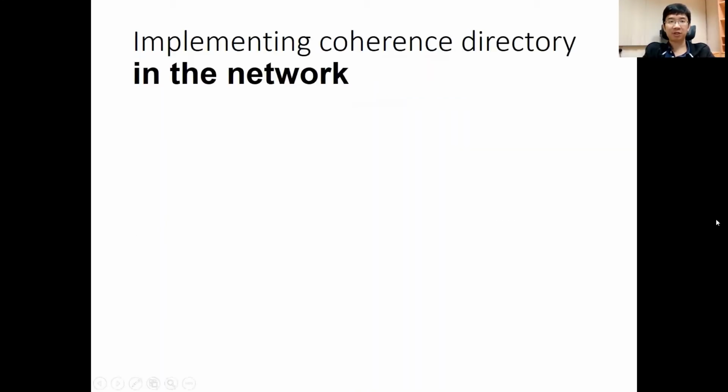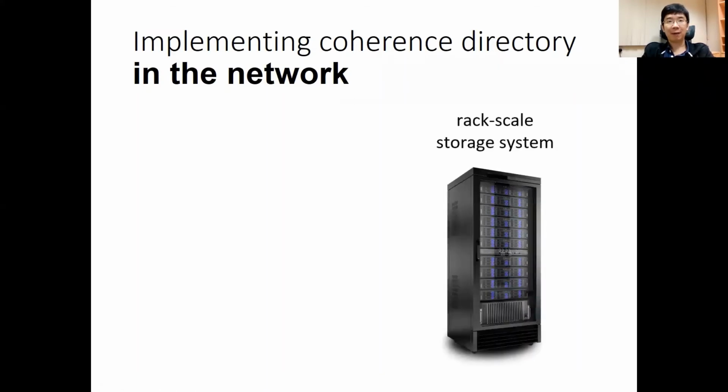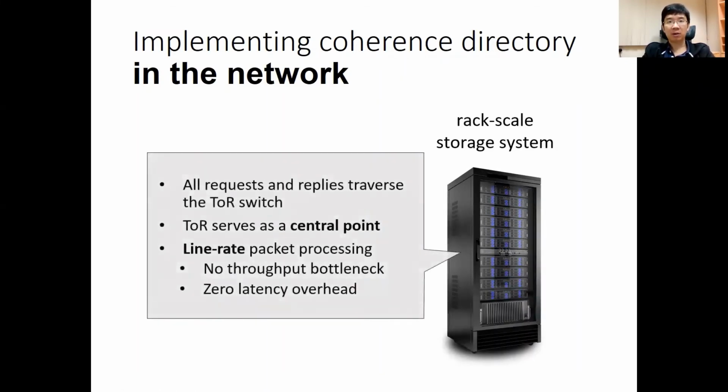To address the first challenge, we observed that in a rack-scale system, all requests and replies need to traverse the top-of-rack switch. So the ToR switch essentially serves as a central point of the system, making it the ideal place to implement the coherence directory. Moreover, switches are designed to process packets at line rate, so they won't become the throughput bottleneck of the rack. Also, since the requests and replies need to traverse the ToR switch anyway, putting a directory there adds zero latency overhead.